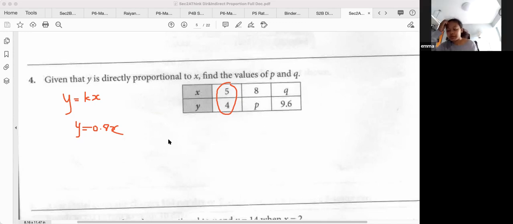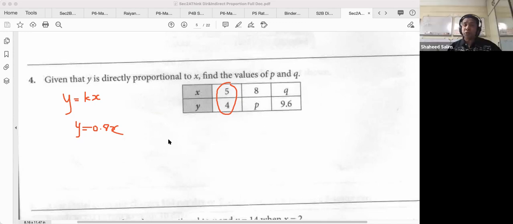It's directly proportional. They really tell you it's directly proportional. So now they're not asking you, they're asking you what's the value of P. P is now Y. So I'm going to write it as the equation. P is equals to 0.8.